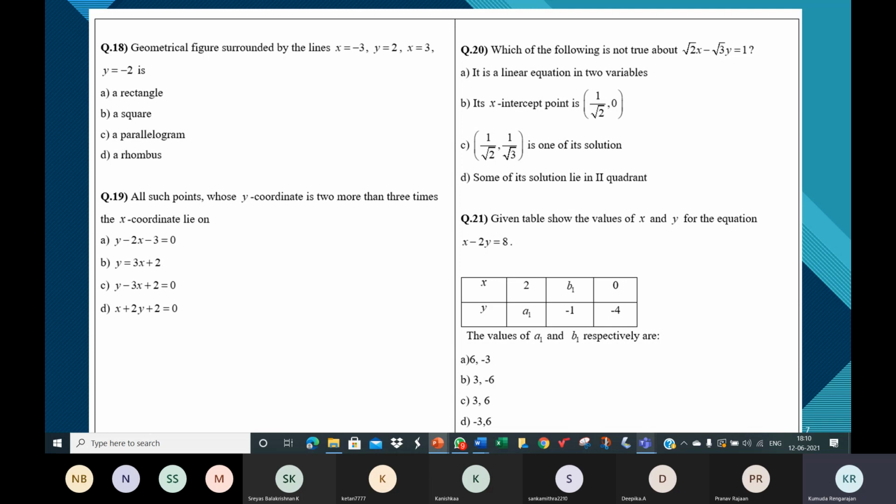What about the y-intercept? 0 comma minus 1 by root 3, ma'am. 0 comma minus 1 by root 3. All right. The y-intercept is the point where the graph line cuts the y-axis. So how do we know where it cuts the y-axis? If it cuts the y-axis, its x-coordinate is 0. So when x is 0, y is equal to minus 1 by root 3.